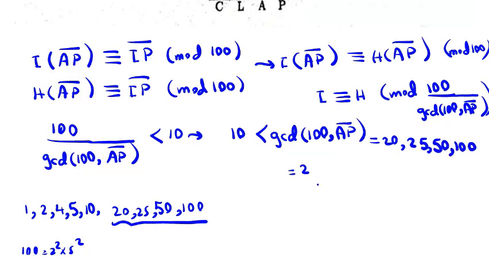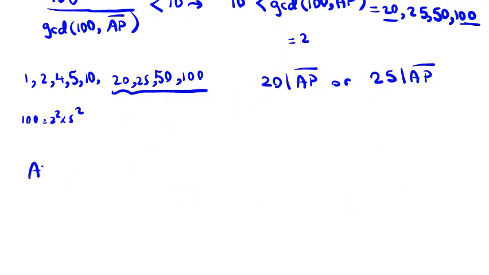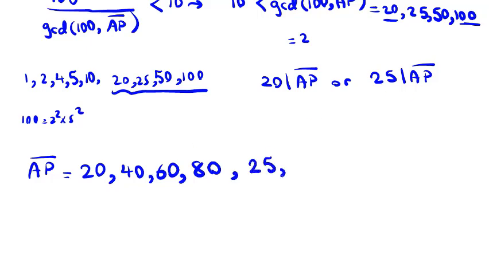So I can say, if it is 20 or 100, 20 divides AP, or in these two cases, 25 divides AP. So if I want to consider the cases of AP, AP can be, for this case, 20, 40, 60, 80, or for this one, 25, 50, 75. It has these cases. Okay, now we've reached this for AP.